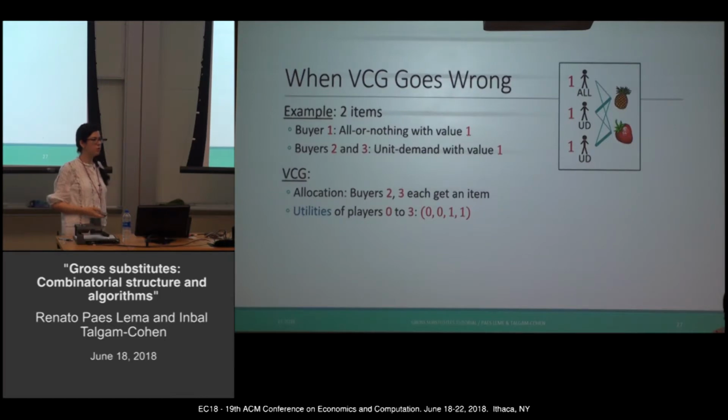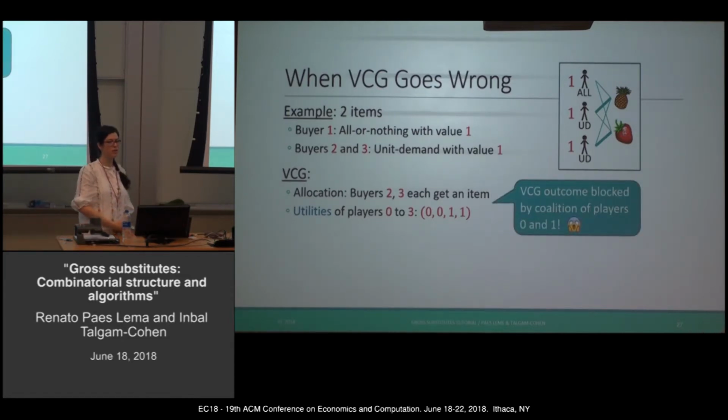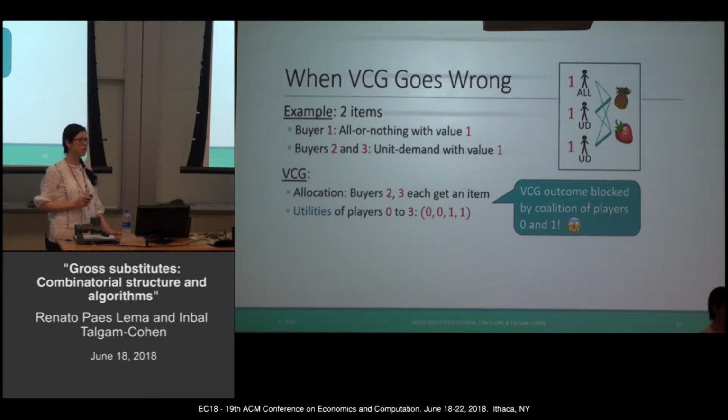So anybody notice something wrong about this outcome of VCG? Would you be happy if your player is 0 and 1? This is the question. Well, you wouldn't. Your utilities together are 0, and you can block this outcome and give the first buyer both of the fruit. Then you have welfare of 1, and you can divide it amongst yourselves, and you're happy. So the VCG outcome is blocked by a coalition of players. This is not good. It actually comes up in practice. It's not a good outcome.